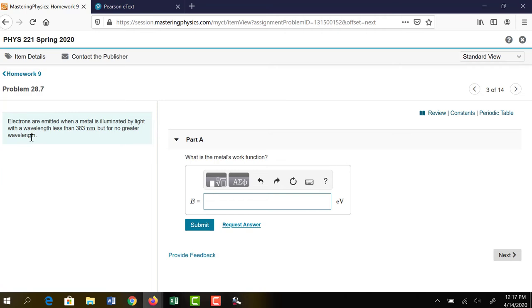This problem is something called the photoelectric effect. When you read through chapter 28, that's one of the first things that you'll see. This is what Einstein actually won the Nobel Prize for. So it's really pretty cool stuff. Electrons are emitted when a metal is illuminated by light of wavelength less than 383 nanometers. Remember, the smaller the wavelength, the higher the amount of energy we have. But for no greater wavelength, so this wavelength, 383 and less.